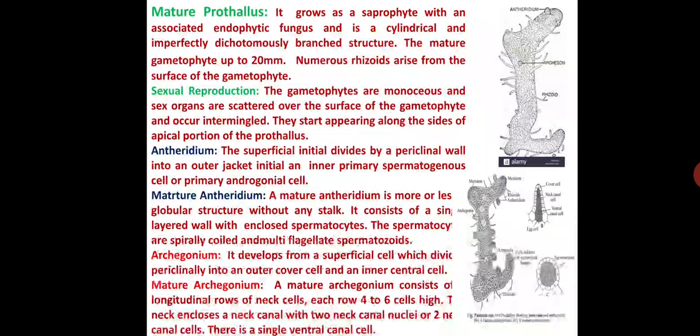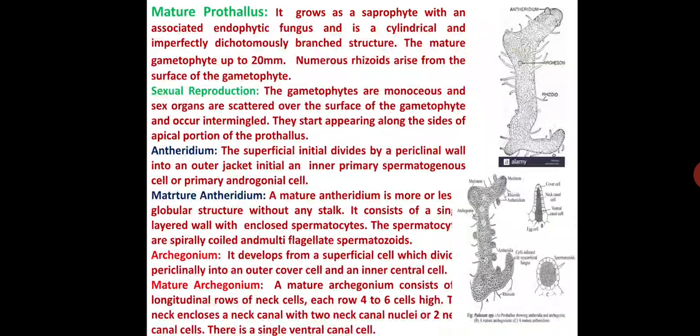Next we discuss the prothallus. The mature prothallus grows as a saprophyte with an associated endophytic fungus and is a cylindrical and imperfectly dichotomously branched structure. The mature gametophyte is up to 20 mm. Numerous rhizoids arise from the surface of the gametophyte.